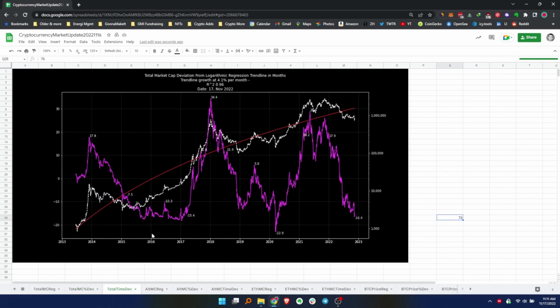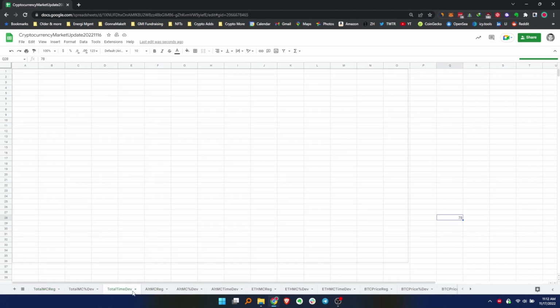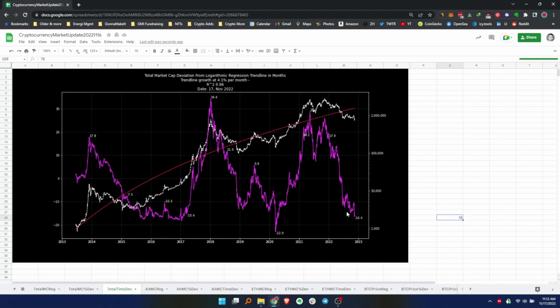Let's look at time deviation. This is one of the things I created, which I really love, because the growth rate slows down over time for Bitcoin, altcoins, Ethereum, everything. So these logarithmic regression charts flatten out over time. The time deviation chart that I created shows how many months we are overextended or underextended.